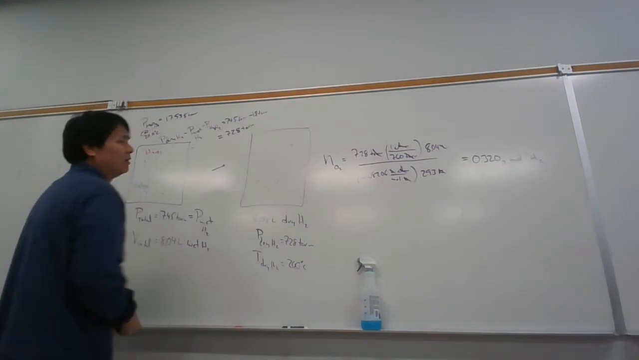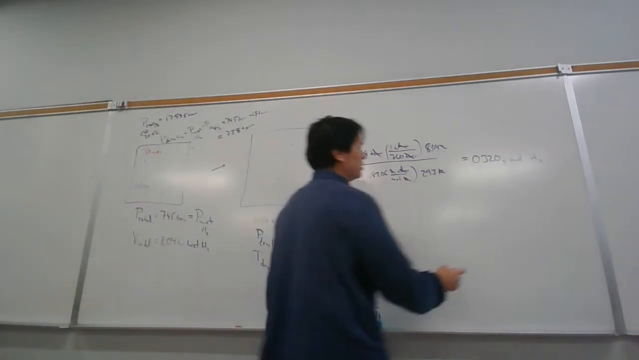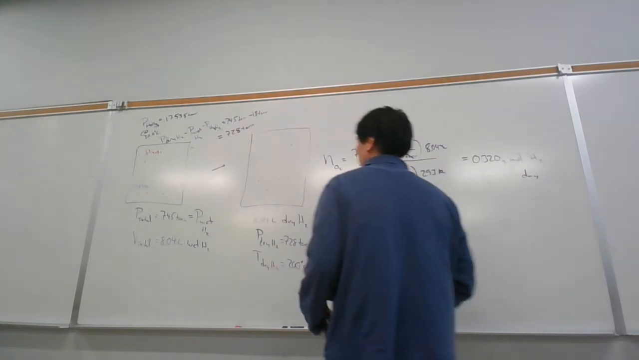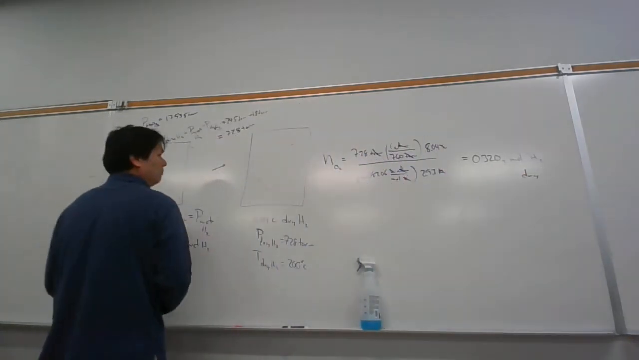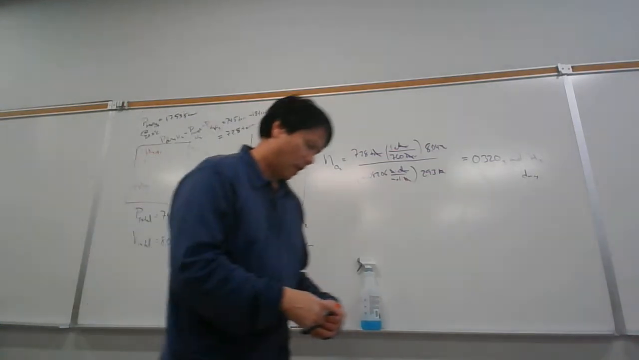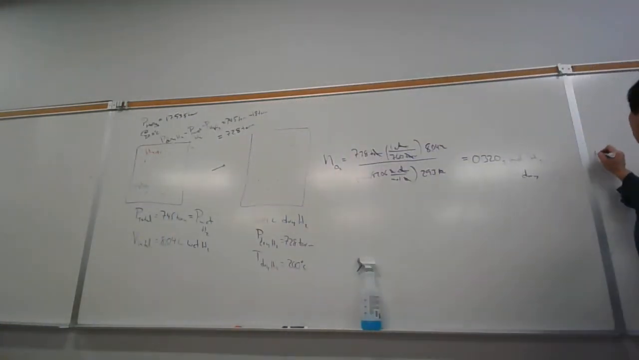So I expect to have 0.3203 moles of pure hydrogen. We call it the dry hydrogen. How much water did I end up with? How many liters of water vapor? So I have that much hydrogen. How much water vapor do I have? I'm going to have 8.04 liters of H2O gas.